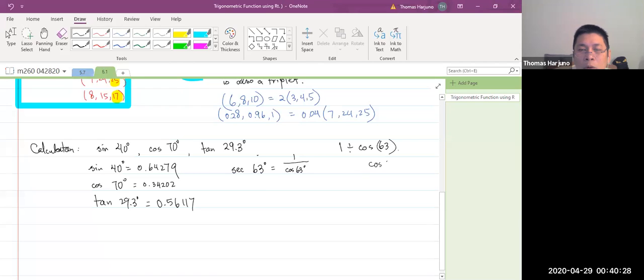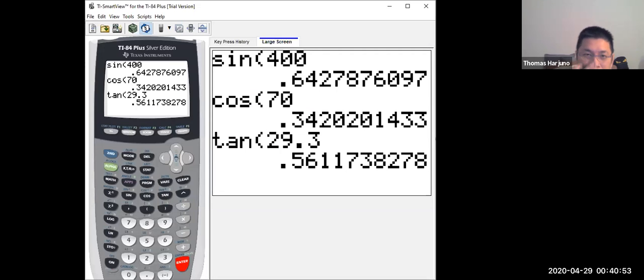I compute cosine 63 degrees first. Once you get the result, you take it to the power of -1. Okay, let me show you on my calculator. Secant 63 degrees is the reciprocal of cosine 63 degrees, so I compute cosine 63 degrees first.